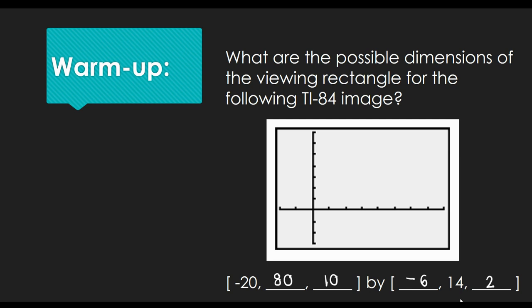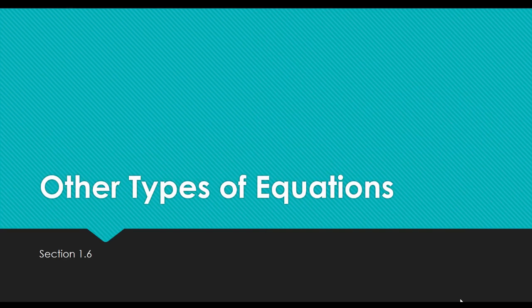So just remember the tick marks. The first bracket is dealing with the x values. We go from the smallest x value to the biggest x value. And then the third value is what the tick marks are increasing or decreasing by. And then the second set of brackets are the y values.